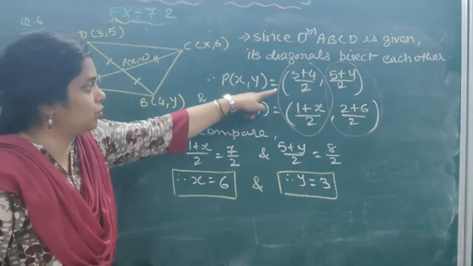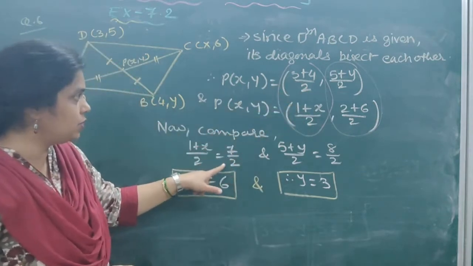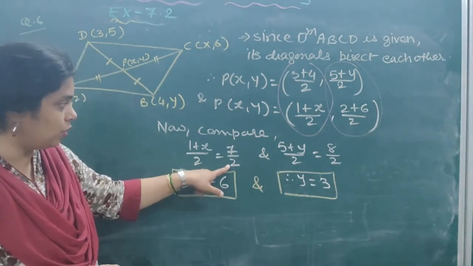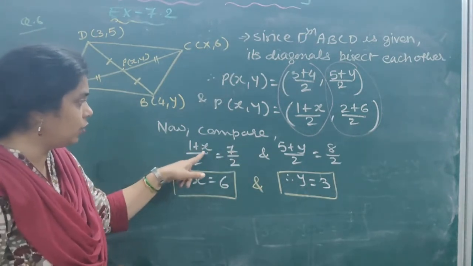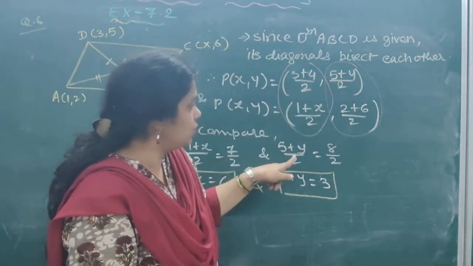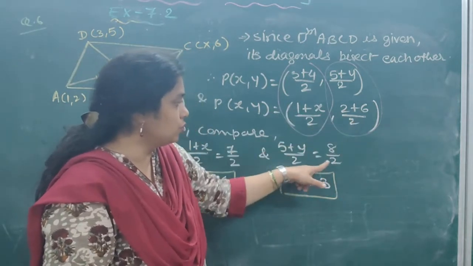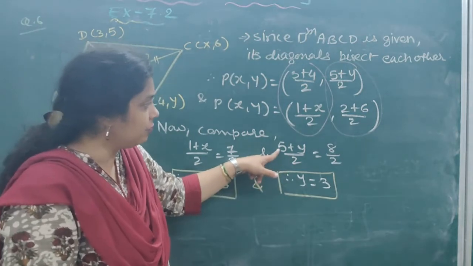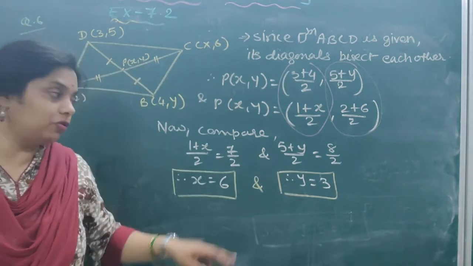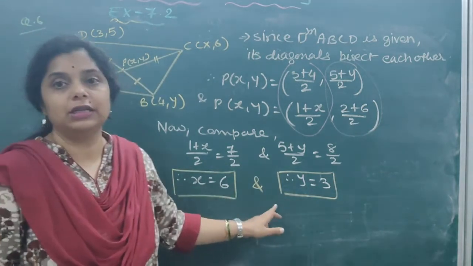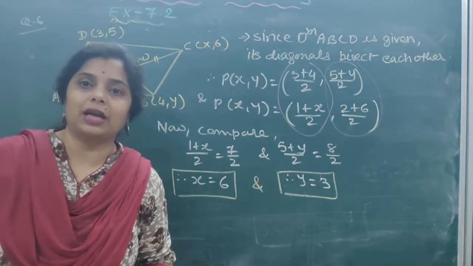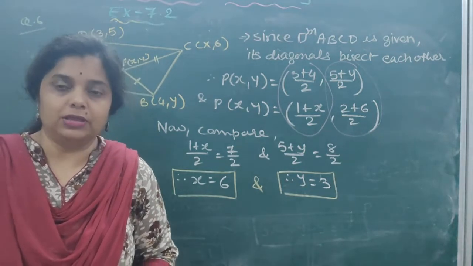Now do the comparison. For x, 3 plus 4 is 7 by 2, and this is (x + 1) by 2. So the 2 cancels out as it is common, and if we take 1 to the other side, I get x equal to 6. Similarly, compare the y coordinate. So (5 + y)/2 is equal to 8/2. The 2 cancels out, both are the same, and if we take 5 to the other side, I get y equal to 3. So the required values of x and y are 6 and 3 respectively. Isn't it easy? Such types of examples you can solve easily, but for that you must know its properties.